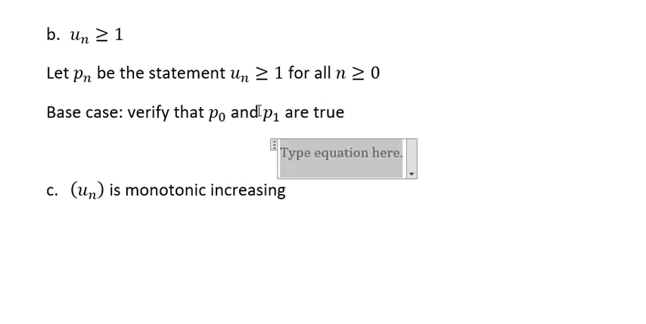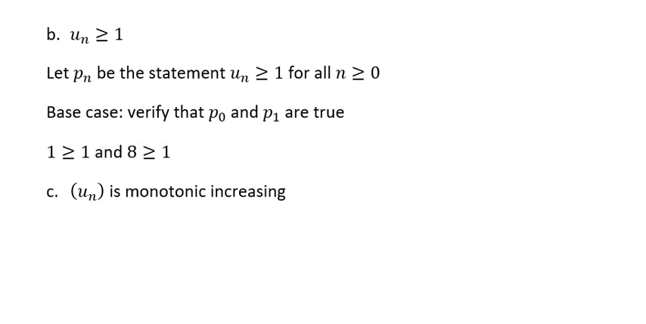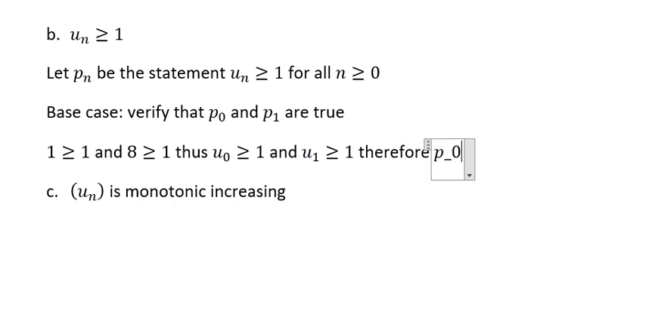Now, it is very clear that 1 is bigger or equal to 1, and 8 is also bigger or equal to 1. Thus, I'm going to replace the 1 on the left hand side with u0, because u0 was 1. So at the end of the day, u0 is bigger or equal to 1. I'm going to replace the 8 on the left hand side with u1, and u1 is bigger or equal to 1. Therefore, P(0) and P(1) are true.